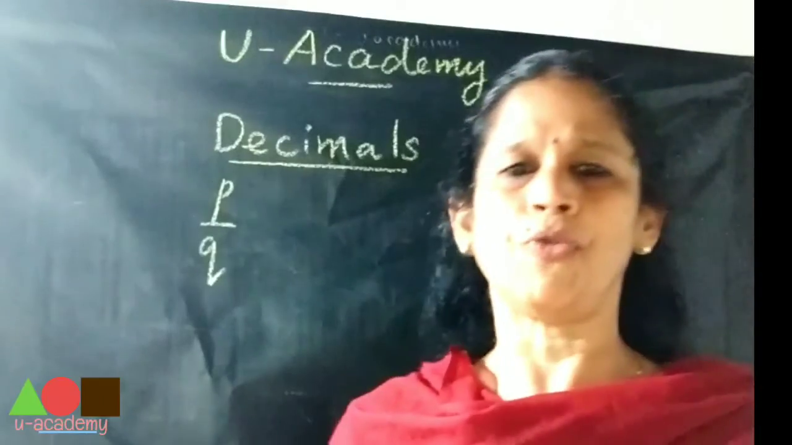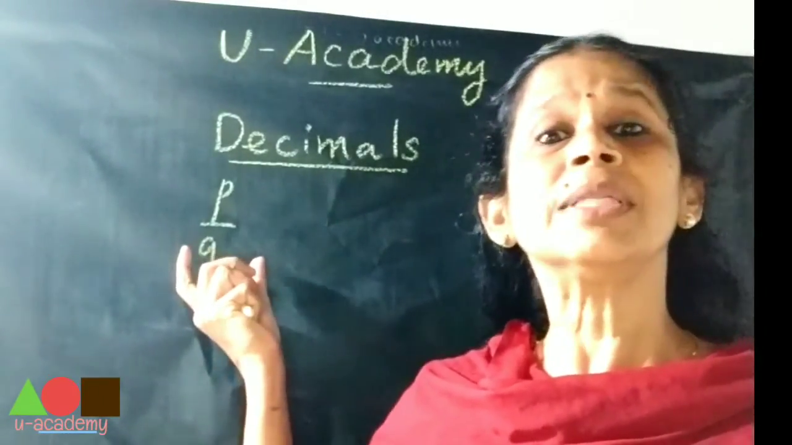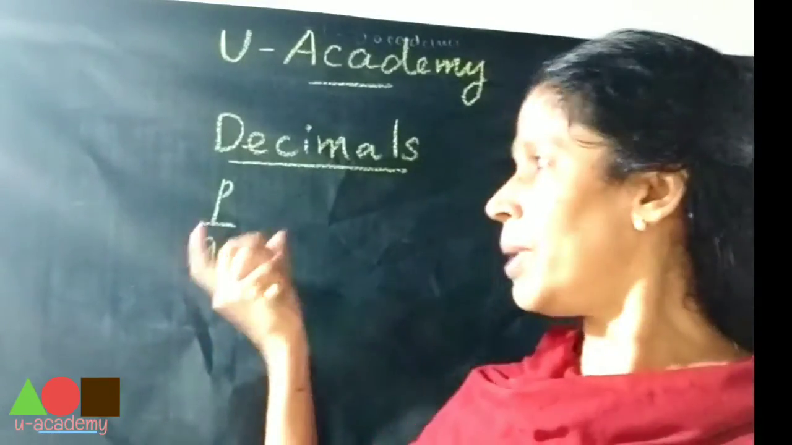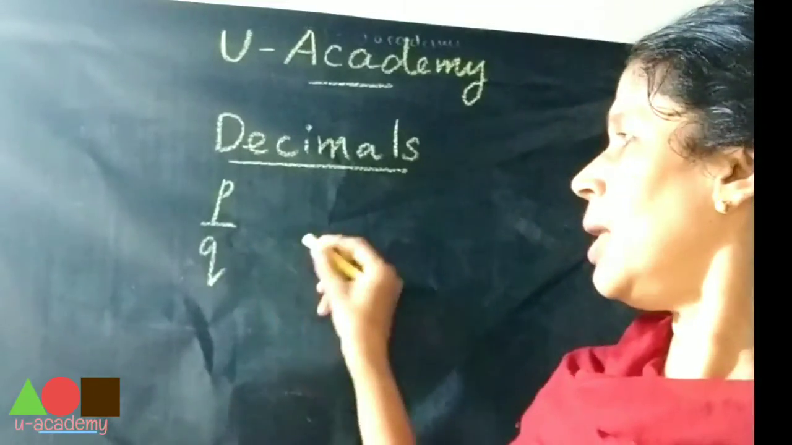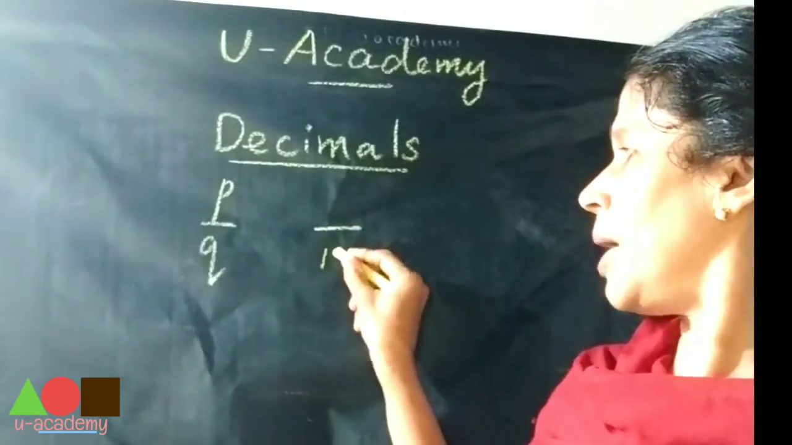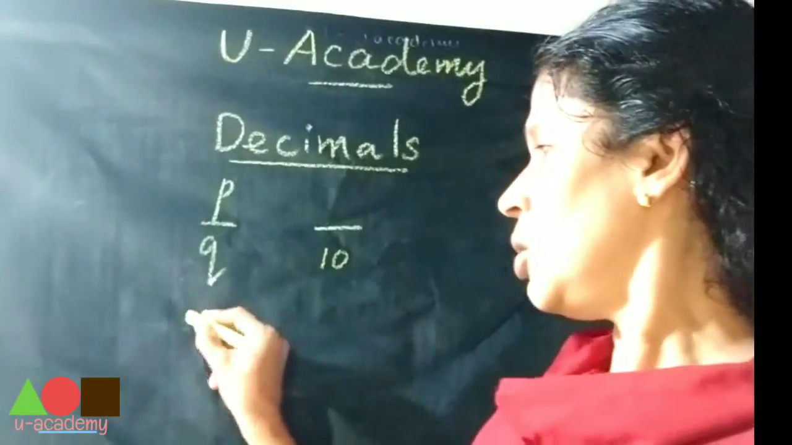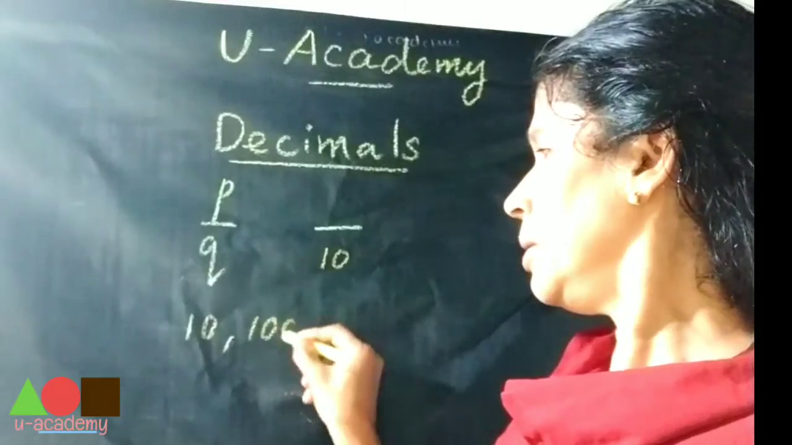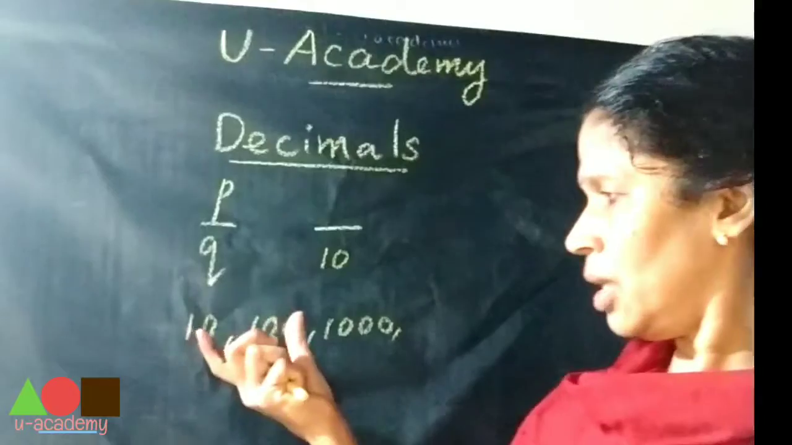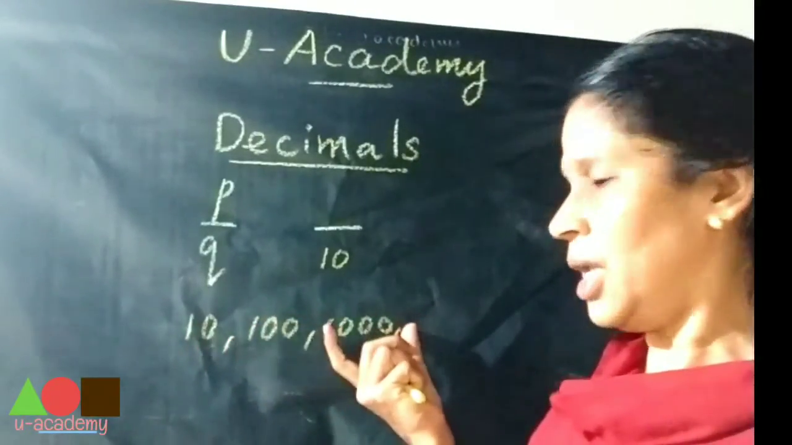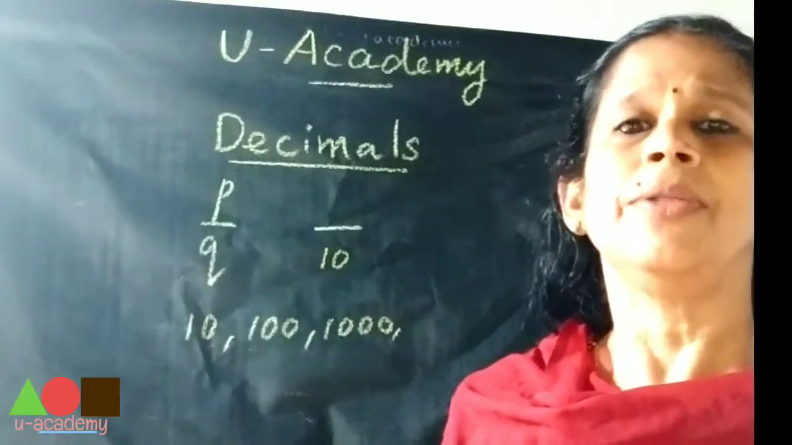We say P by Q form. So when the denominator comes in powers of 10, that can be written as decimals. What are the powers of 10? That is 10, 100, 1000, etc. So when the denominators are the powers of 10, we can write it as decimal numbers. Other numbers also we can write, that we can see later.